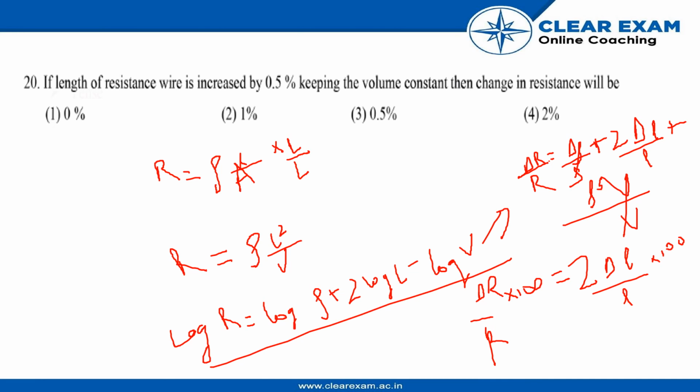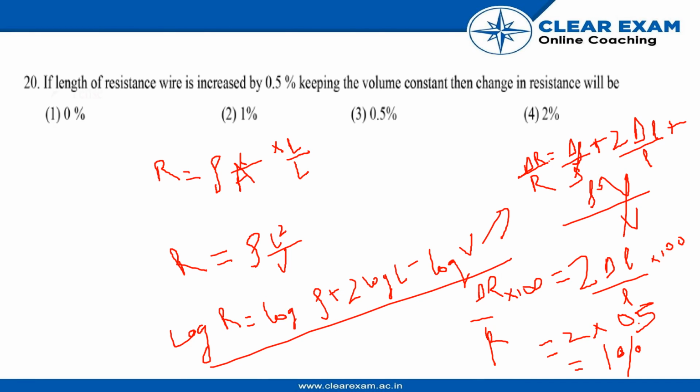So after we multiply it, 2 into 0.5, we will get nothing but 1%. So we have a 1% change. So this is our answer.